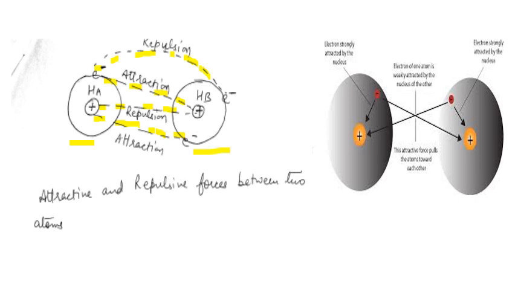So here the same thing is observed. The nucleus has attraction with the electron. Here you can see in the other diagram, as well as the repulsive forces acting between the similar charges. So when the attractive forces go on dominating, it forms the bond.